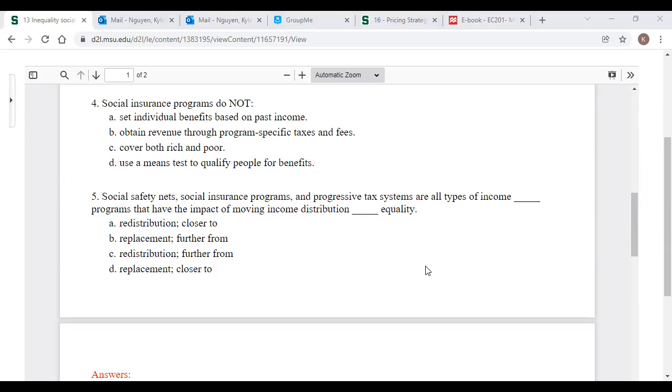Yep, that's perfectly fine. So social safety nets, social insurance programs, and progressive tax systems are all types of income redistribution. Redistribution is basically taking money from a certain group of people and giving it to another group of people.